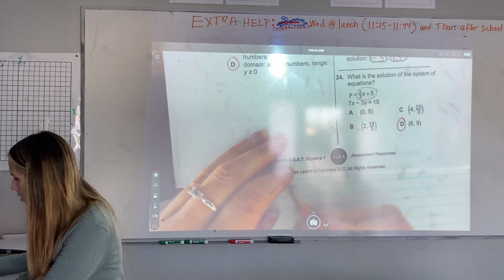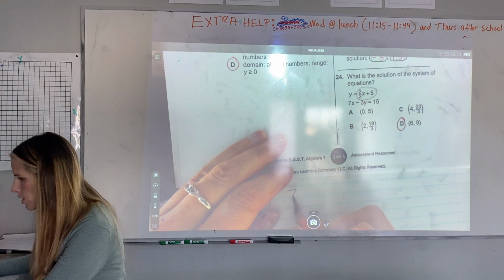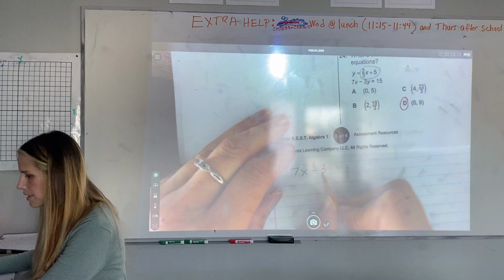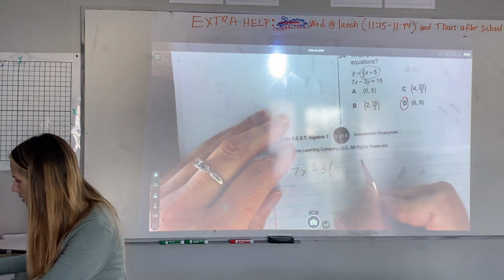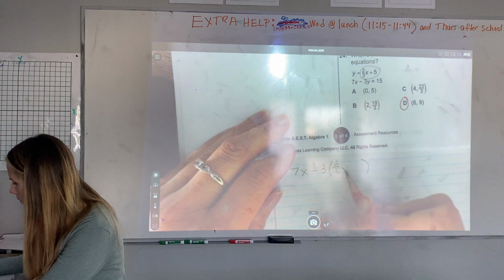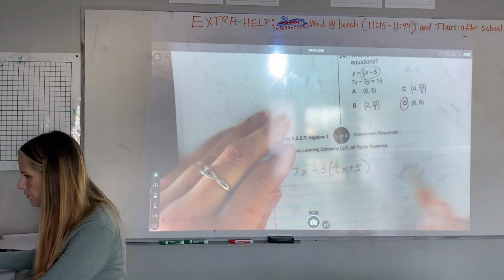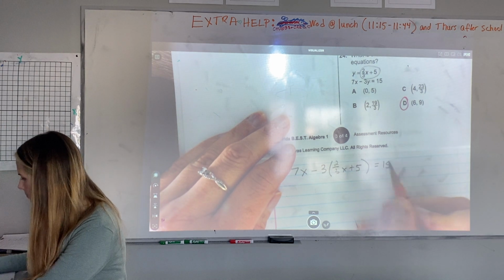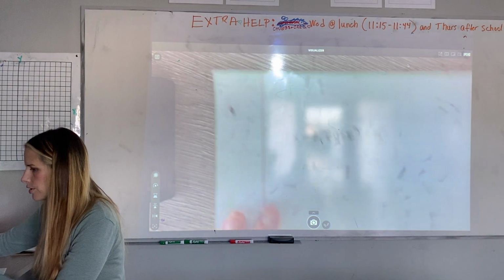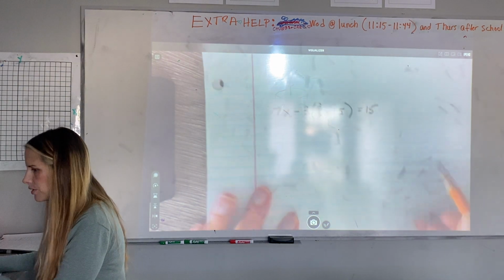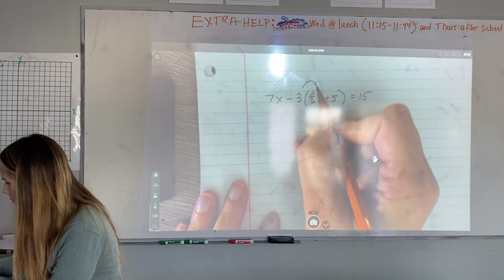So is that what you did? Did you plug it in? Yeah. So I'm going to write down the second equation, 7x minus 3y. But instead of writing y, I'm going to open up some parentheses and put in my 2/3 x plus 5, and then I'm going to finish writing that second equation, equals 15. Are we good? All right, so we're just going to go step by step and solve. Did you distribute? Yes. I did.